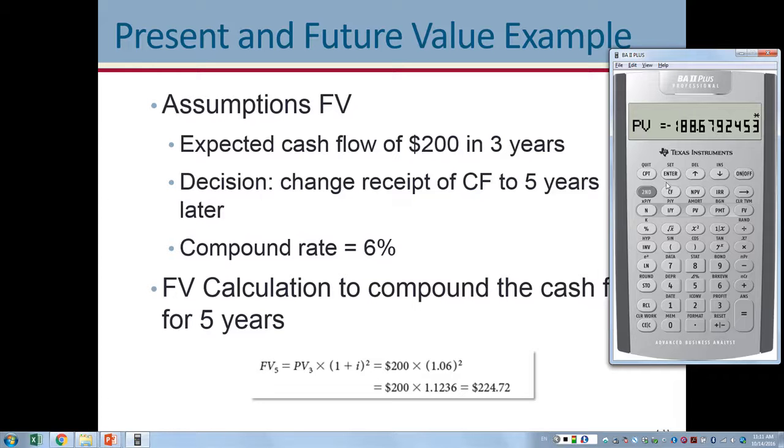Same here, right? Going to clear time value of money. We expect to receive $200 in 3 years. Now, what if we wait till 5 years, right? So we're moving from year 3 to year 5. We are going to wait for 2 more years, and we're receiving 6%, right? And we know that we have $200, and we're not dealing with this. So if we let our $200 sit for 2 more years, and assuming we receive a 6% return, we're going to have $224.72 by the end.